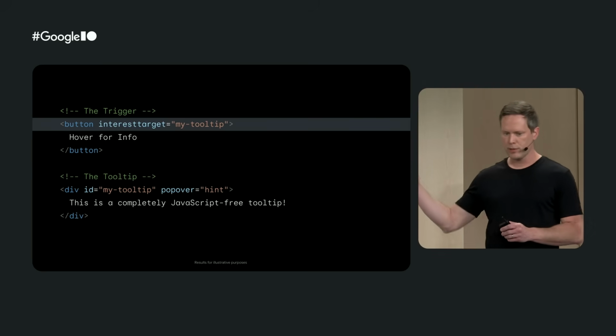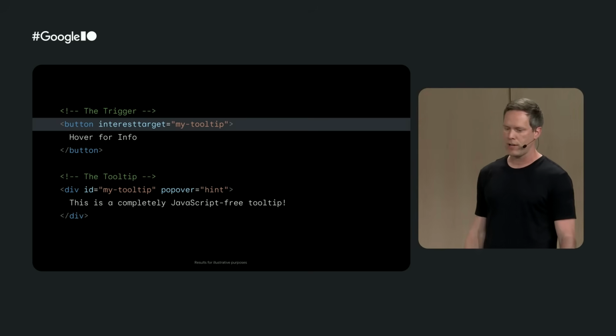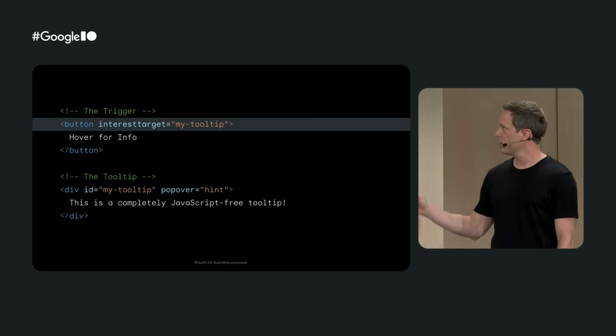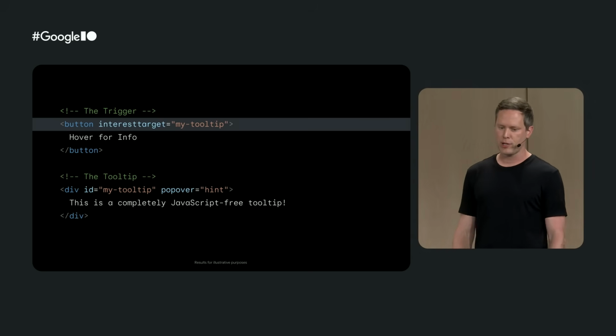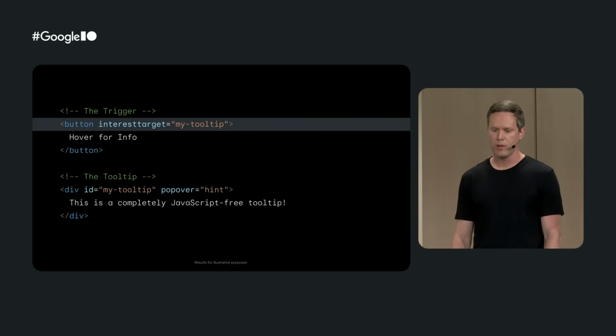For example, here's some code that an agent generated after I asked it to build a tooltip using the new interest invokers API. Now, if you look closely at the highlighted line of code, you can see that the model used the interest target attribute, which is not correct. Interest target was the attribute name when this API was first proposed back in 2023.